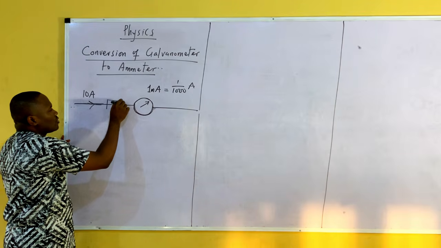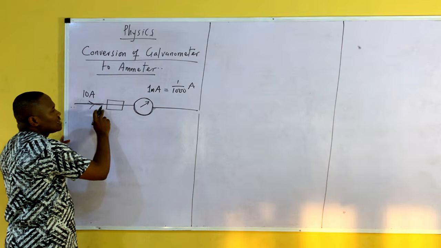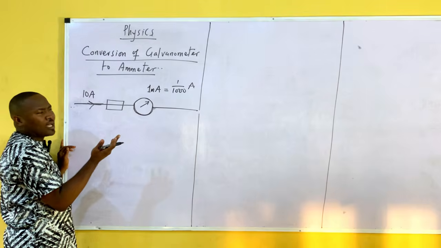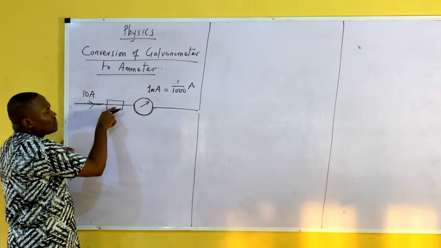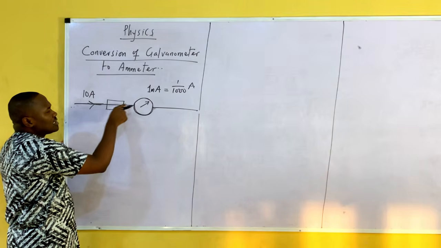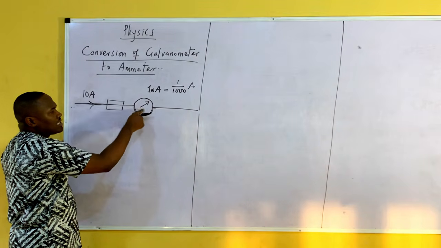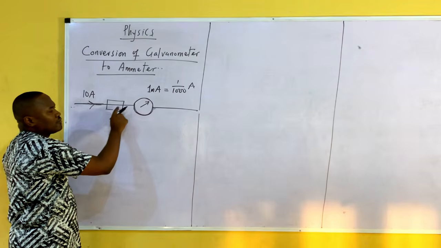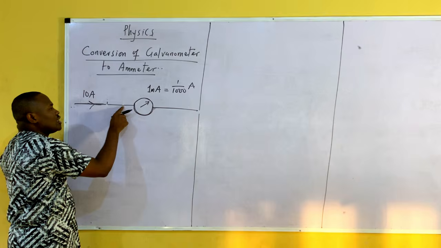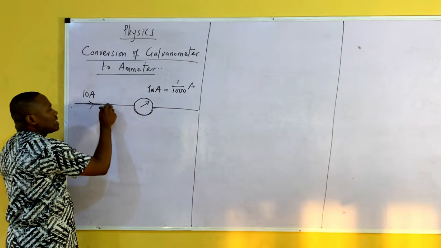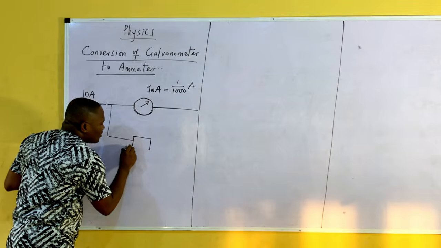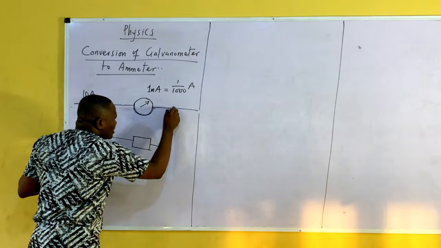if I build a resistor in series to this galvanometer, I have not done anything good. Why? Because the current will come in here and leave and still come here, because in series they will have the same current but different voltage. So connecting it in series is not the right step. So what's the right step? I will connect a resistor in parallel to the galvanometer.